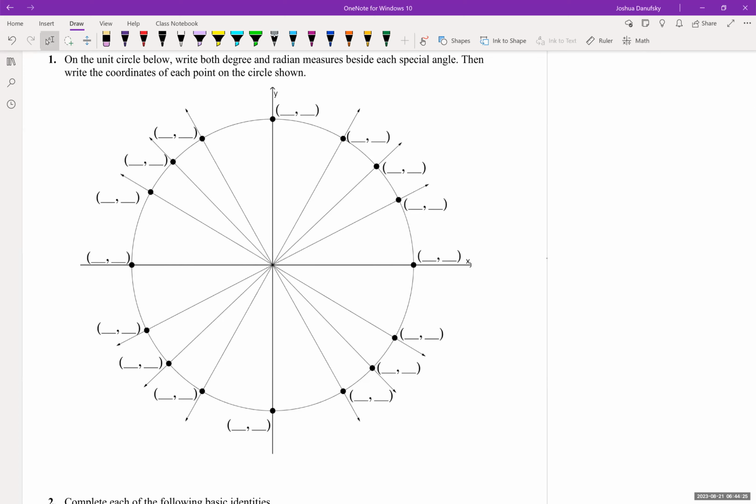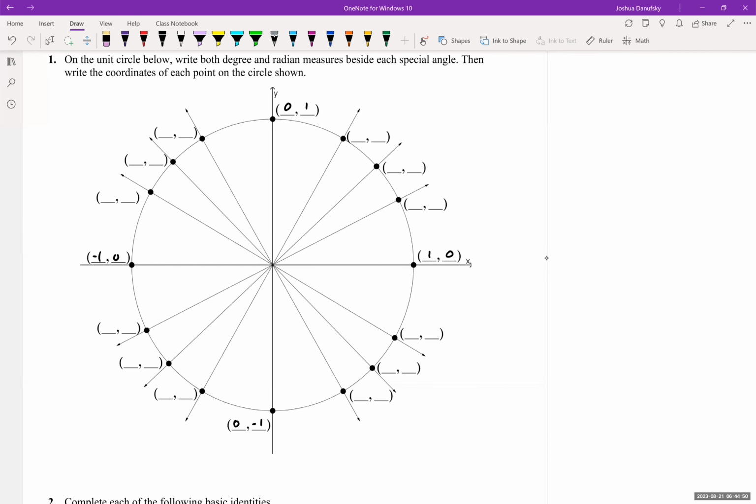The word unit means one, which basically means that the distance from here to here, the radius of the circle, is going to be one. And if that's the case, we can immediately get the coordinates of the points on each of the axes. So this will be (1, 0). This will be (0, 1), (-1, 0), and (0, -1).